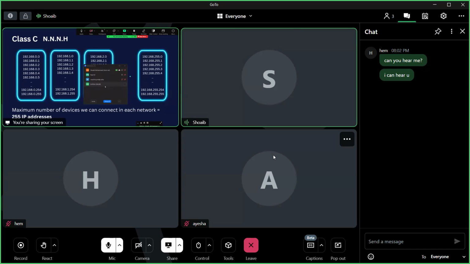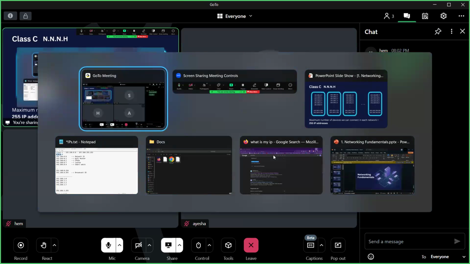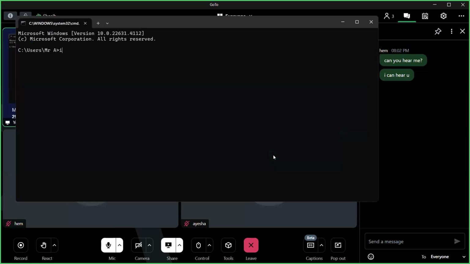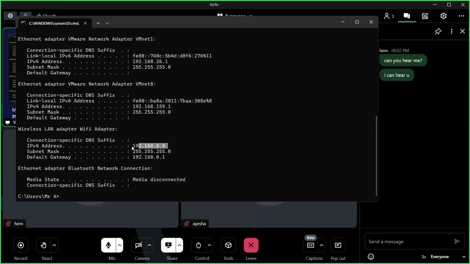So again, if you notice over here in my network as well, my system is getting the IP... one second, let me open up my command prompt here. So my system is getting the IP 192.168.0.4. If I connect one more device, that would be 0.5. One more device, 0.6.